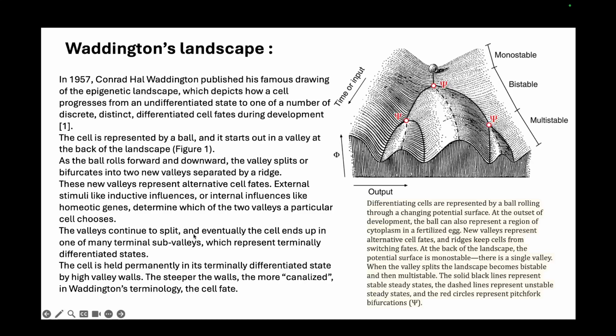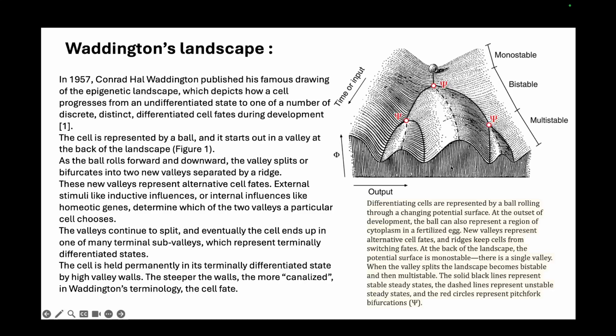The valleys continue to split, and eventually the cell ends up in one of many terminal subvalleys which represent terminally differentiated cells, which are these points. So this cell can be at this point, or any other point at the end of this valley. The cell is permanently held in its terminally differentiated state by high walls. The steeper the walls, the more canalized, in Waddington's terminology, is the cell fate. So this is basically the ball rolling diagram, or the analogy that is shown here.